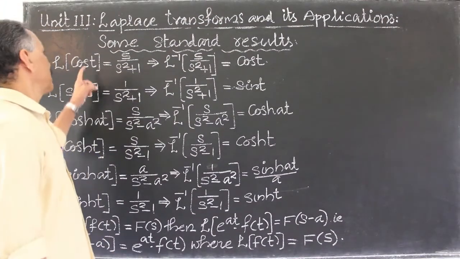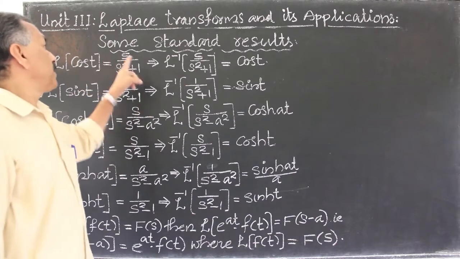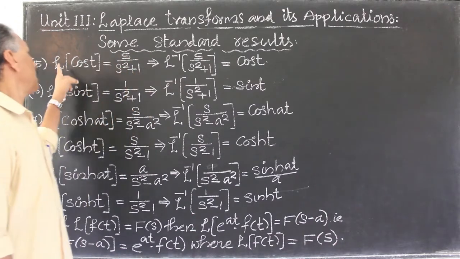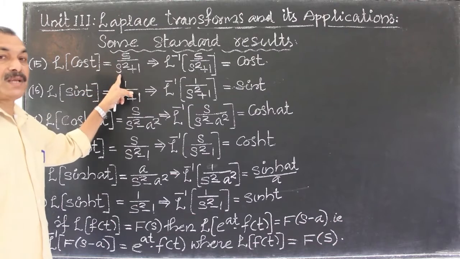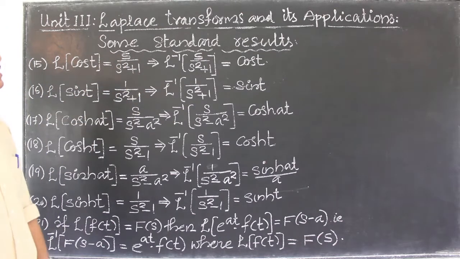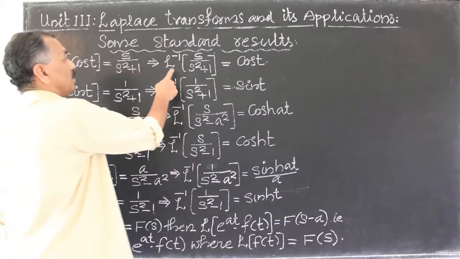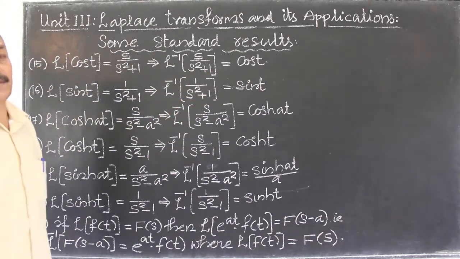What is L of cos at? Laplace transform of cos at is equal to s divided by s square plus a square. Therefore, Laplace transform of cos t, that means a is equal to 1, is equal to s divided by s square plus 1 square, that is, s divided by s square plus 1. That means Laplace inverse of s divided by s square plus 1 is equal to cos t.